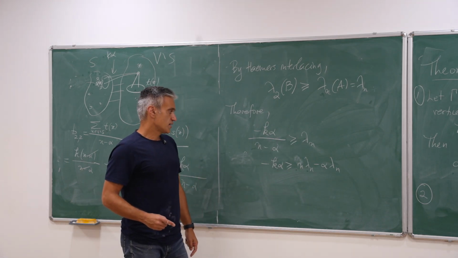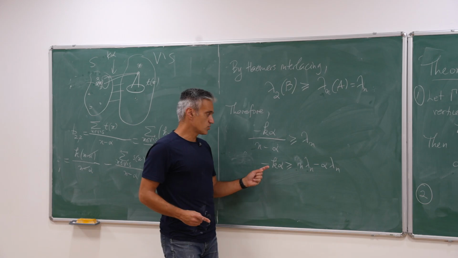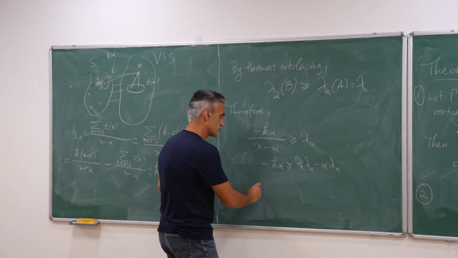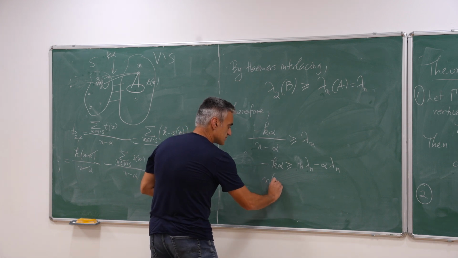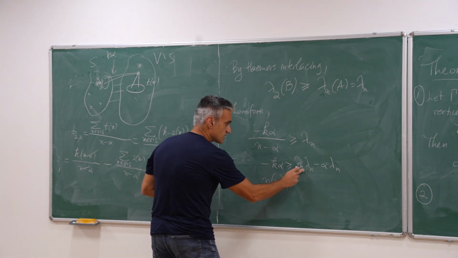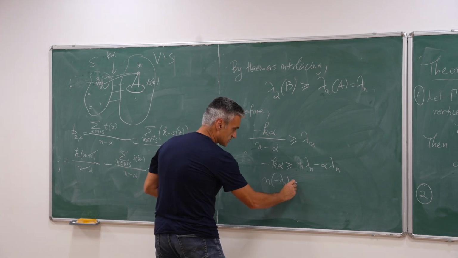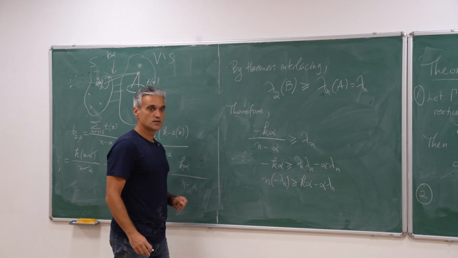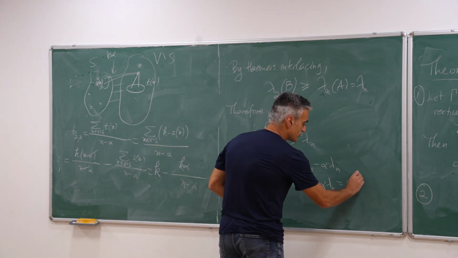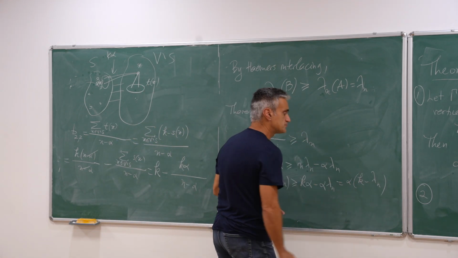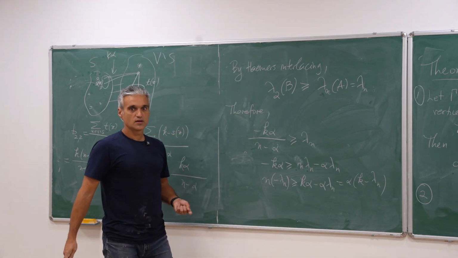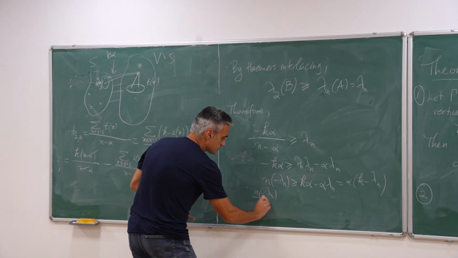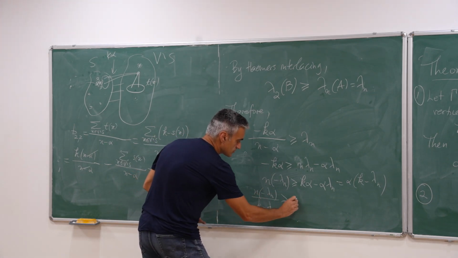Now, I need alpha on one side, so I will move the k alpha here, and I will move the n alpha here. So I will get minus n alpha, minus n lambda n, like this, greater or equal than k alpha minus alpha lambda n. And we're almost there. You write this as alpha times k minus lambda n. K minus lambda n is positive, so you divide by it, so you get n minus lambda n, over k minus lambda n, greater or equal to.